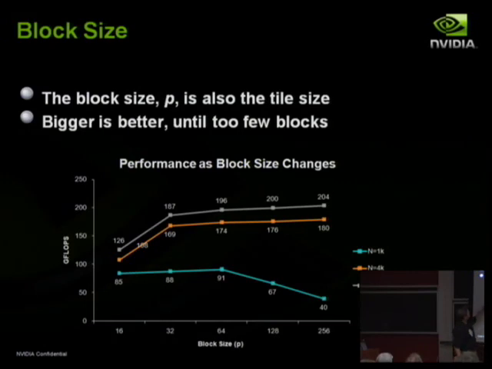And then the other thing I wanted to show is that bigger is better until you have too few blocks. Since a block goes onto one of the multiprocessors, you need to have enough blocks for all the multiprocessors, or else they're going to go idle. That's what's happening right here in this downward section, because this is only 1,000 bodies. You start dividing 1,000 by 128, which is 8, so half the multiprocessors are idle at that point.